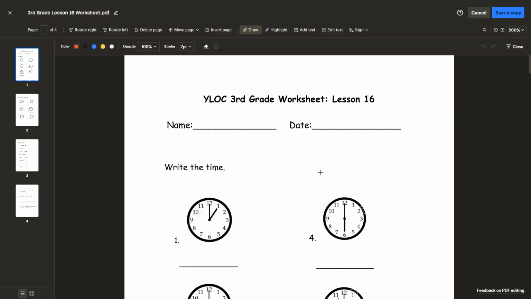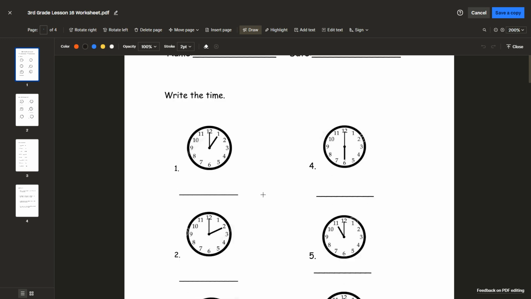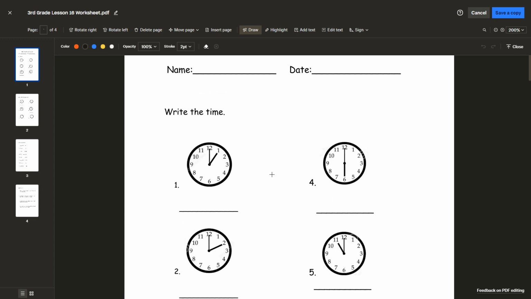Hello, this is third grade lesson 16, and the first thing we're doing is writing the time. For number one, we can see that our hour hand is pointing to the number one here, right? And then our minute hand is pointing to 12, and our minute hand is going to be the thinner hand, which is this one right here, and then our hour hand is going to be the thicker one, pointing towards number one here. So because our hour hand is pointing to one, it's 1 hour, so you can write this.